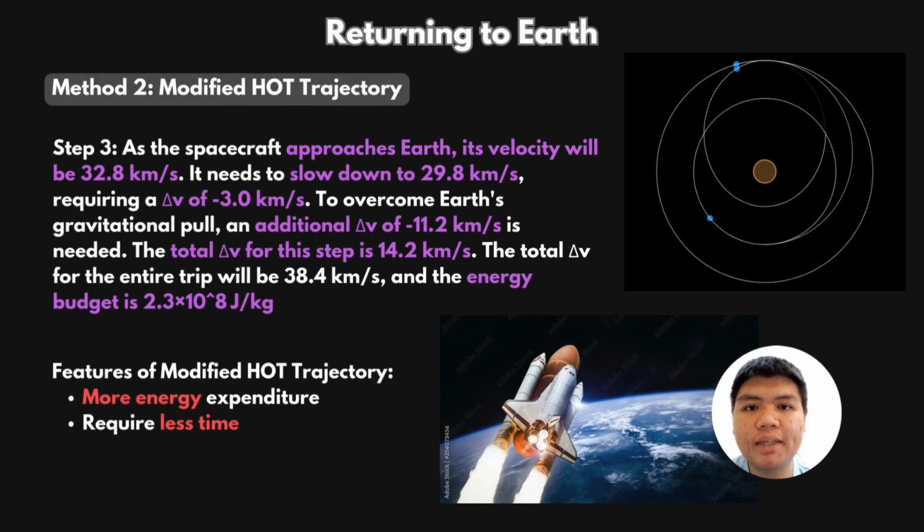Step 3: as the spacecraft approaches Earth, its velocity will be 32.8 km per second. It needs to slow down to 29.8 km per second, requiring a change of velocity of -3 km per second. To overcome Earth's gravitational pull, an additional change of velocity of -11.2 km per second is needed. The total change in velocity for this step is 14.2 km per second. The total change in velocity for the entire trip will be 38.4 km per second, and the energy budget is 2.3 times 10 to the power of 8 joules per kilogram. The features of this transfer: more energy expenditure and less time is required.